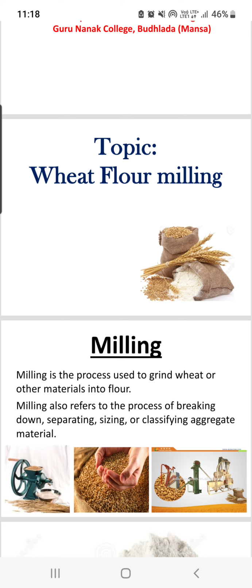Milling refers to the process of breaking down, separating, sizing and classifying aggregate material, which means that we can break down the kernels, and separate out the parts like germ, endosperm, bran, and any other parts. We can separate the endosperm and bran into different parts. Sizing means that we reduce the size of the kernel to a fine powder.